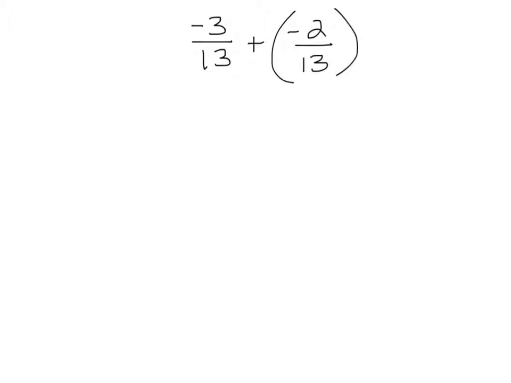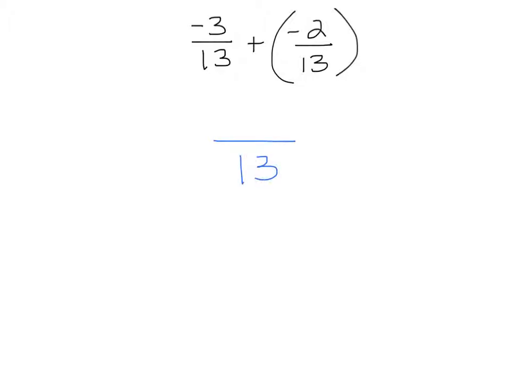So once again, we want to look. We have common denominators, a 13 and a 13. And also on this particular problem, we do have two negative numbers. So the numerators are both negative, and we are adding. So with that, we know our denominator will be a 13.